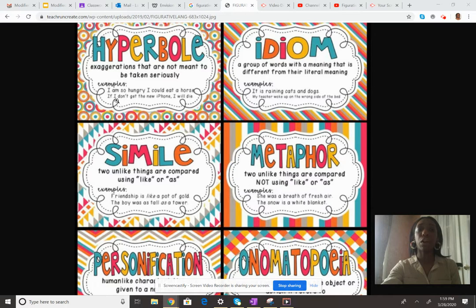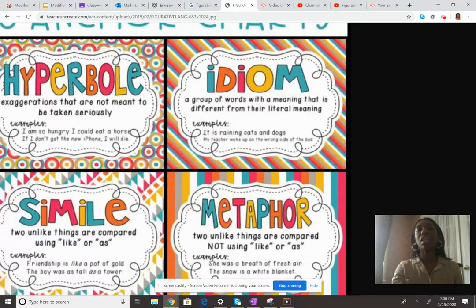First, we have hyperbole. A hyperbole is an exaggeration that is not meant to be taken seriously. So you're exaggerating something. For example, I am so hungry I could eat a horse. This person is exaggerating how hungry they are. They're saying that they could eat a horse, okay? Now let's move on to idioms.